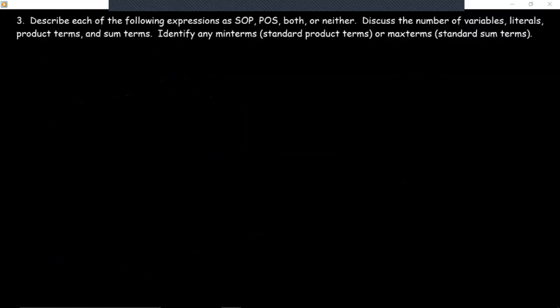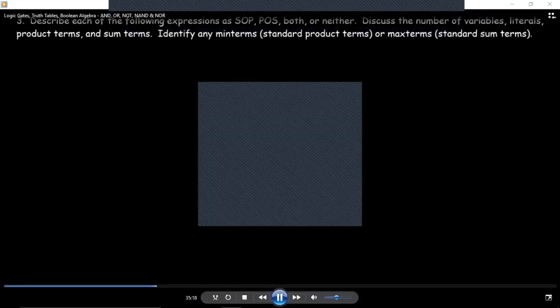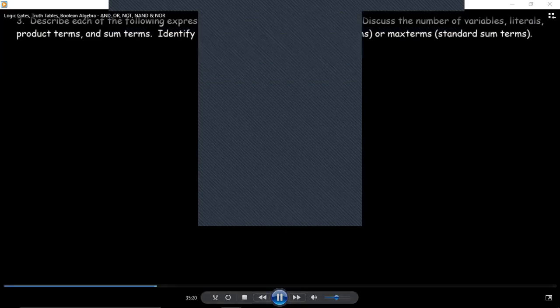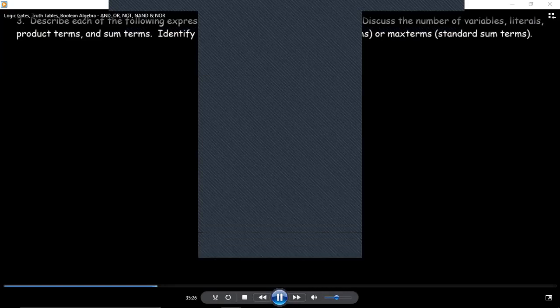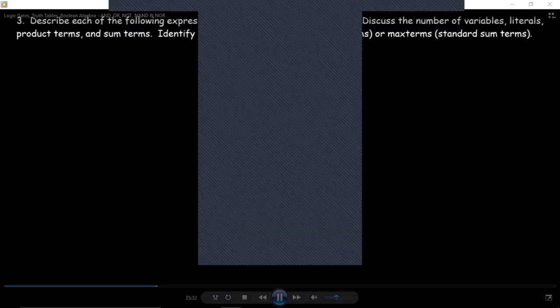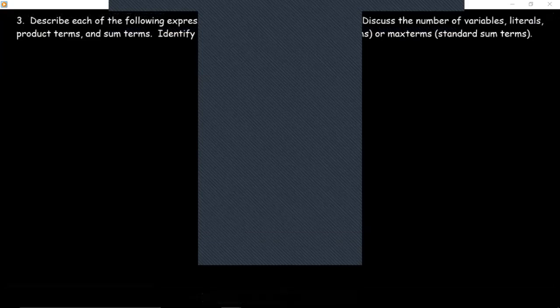Now let's work on number 3. Describe each of the following expressions as an SOP expression, sum of products, or POS expression, product of sums, both or neither. And at the same time, discuss the number of variables, literals, product terms, and sum terms, and identify any min or max terms. So let's start with this one.